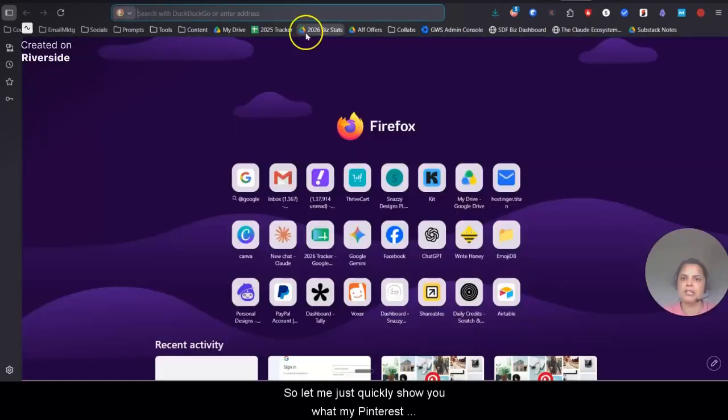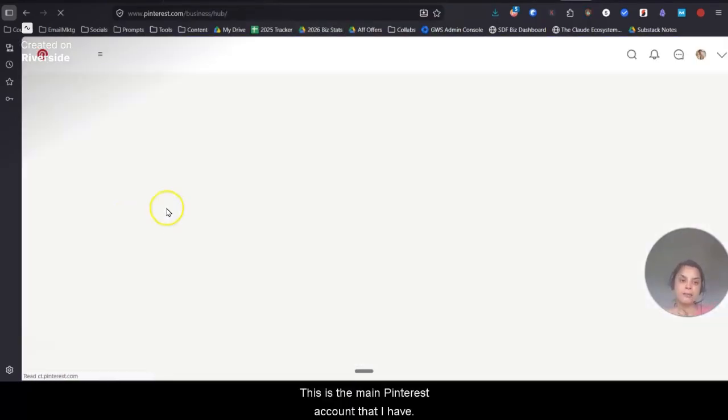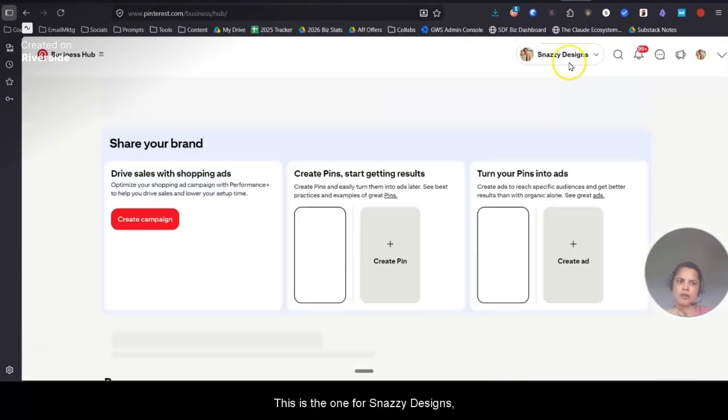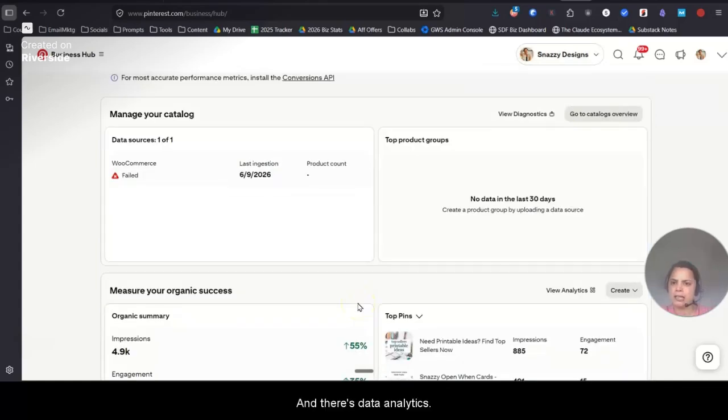So let me just quickly show you what my Pinterest account looks like. This is the main Pinterest account that I have. This is the one for Snazzy Designs. And I have one that's my personal account, so I don't really use that much. And there's data analytics. Okay.